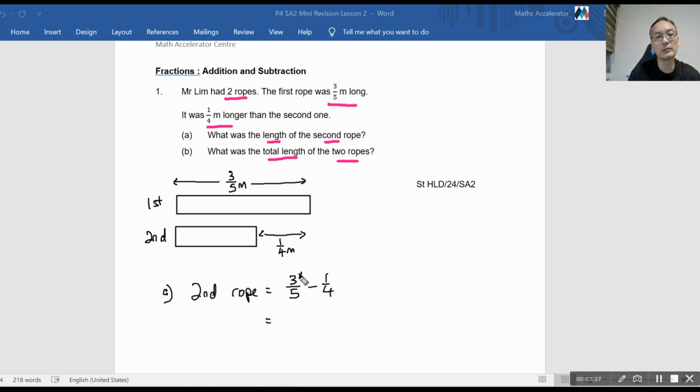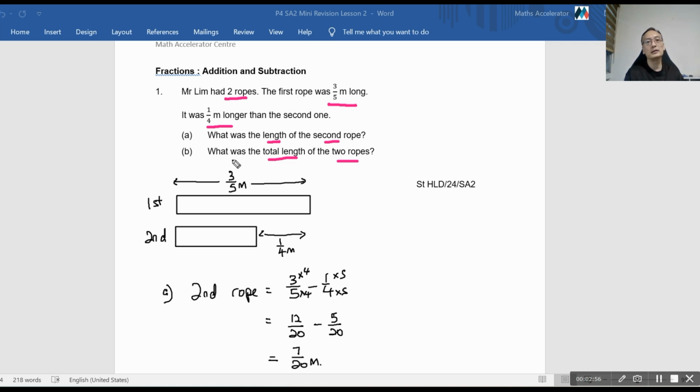So the first one we have to multiply by 4, because 5 times 4 will give us 20. That will give us 12/20. And the second one we have to multiply by 5, because 4 times 5 will give us 20. So we will end up with 5/20. So now we carry out a subtraction. 12 minus 5 will give us 7, so we will have 7/20 meter for the length of the second rope.